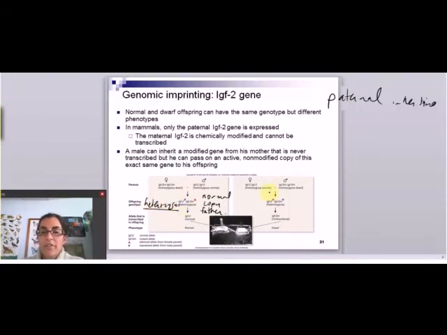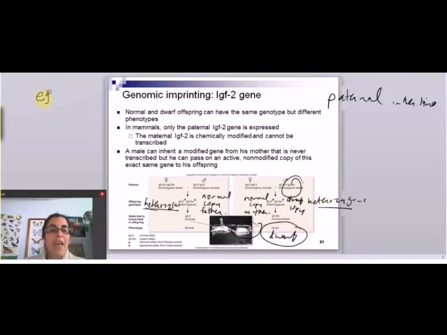If I do the alternative cross, where the mother is normal and the father is dwarf, you still get a heterozygous offspring. So same genotype, but the normal copy is from the mother. And even though there's a normal copy from the mother, you will get dwarf offspring. This is because the father provided the dwarf copy. And because this is paternal inheritance, only the father's copy gets used.